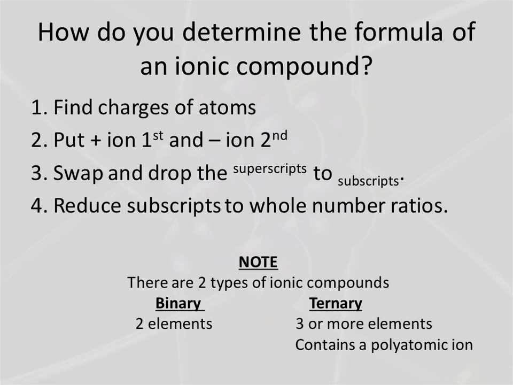Positive one's always first, negative one's always second. Then you're going to swap and drop superscripts to subscripts. Superscripts are the top numbers, subscripts are when they're on the bottom. And then if needed, you're going to reduce your subscripts to whole number ratios.